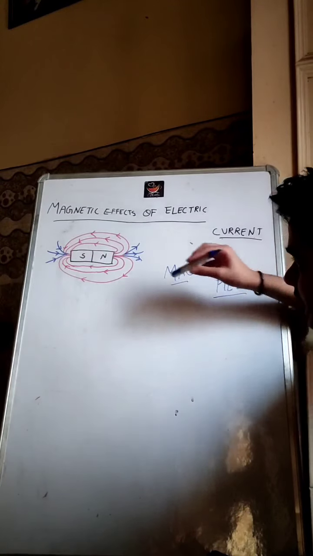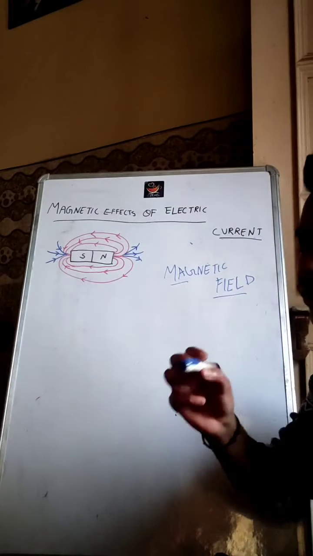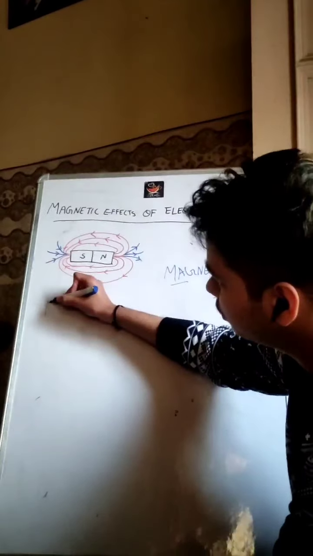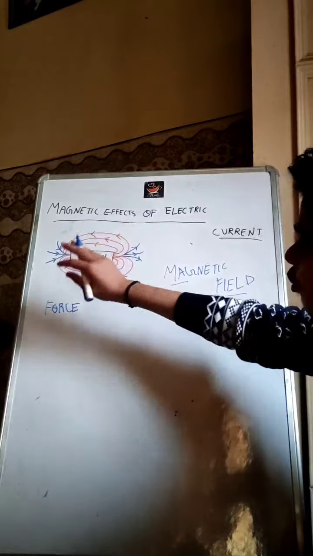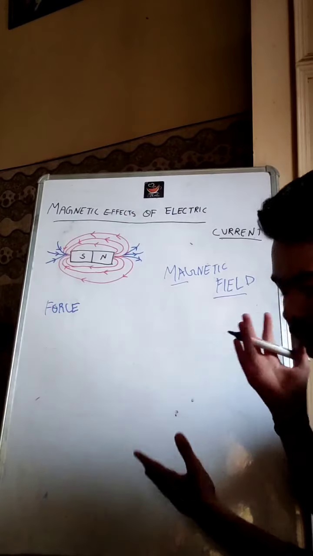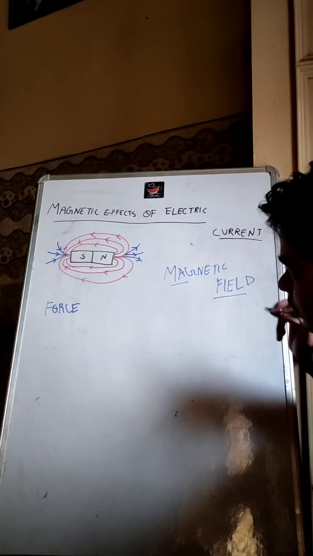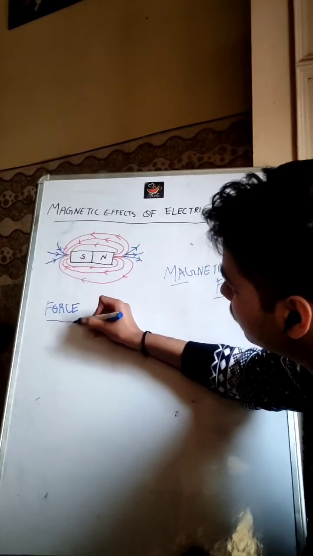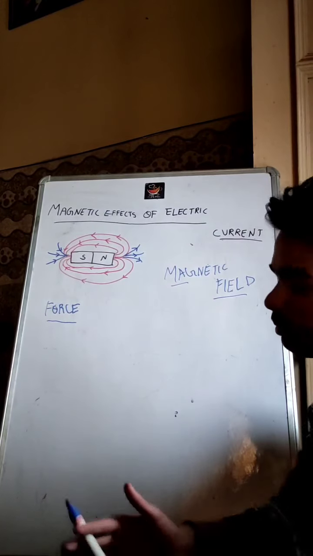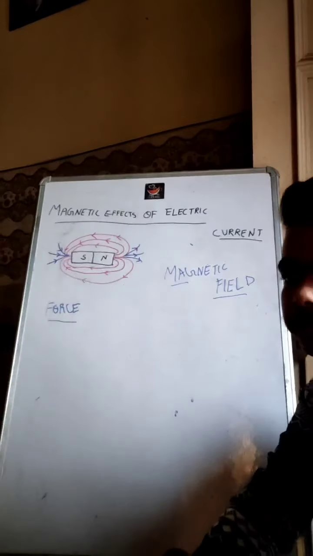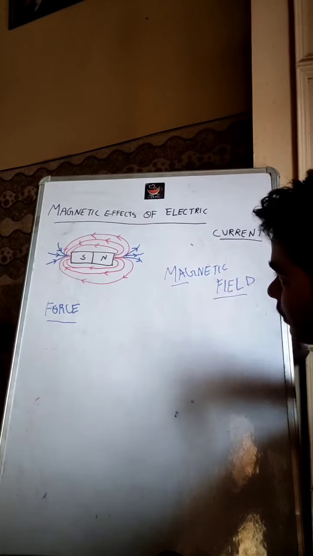The area in here is the area around the magnet in which the force of the magnet can be experienced. That is the magnetic field. Now, what is magnetic force? As there are many types of physical forces, magnetic force is one of them. But right now we are discussing the magnetic fields.